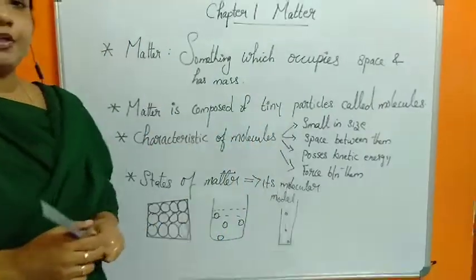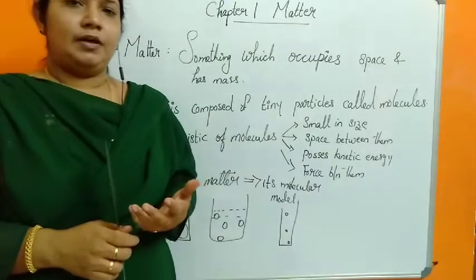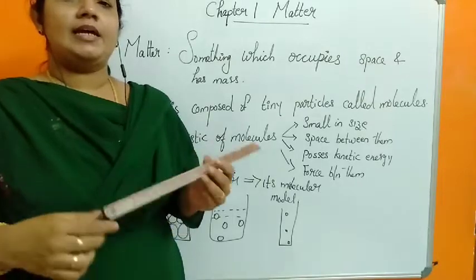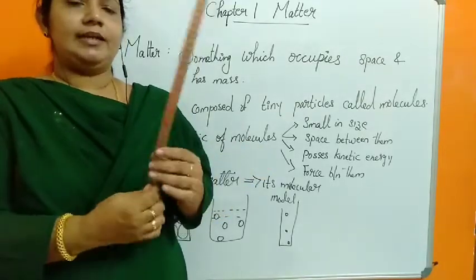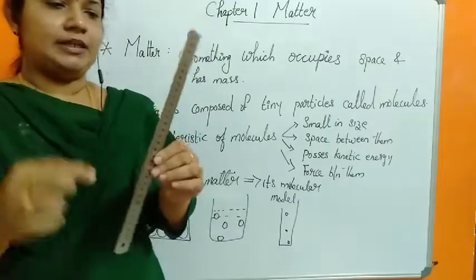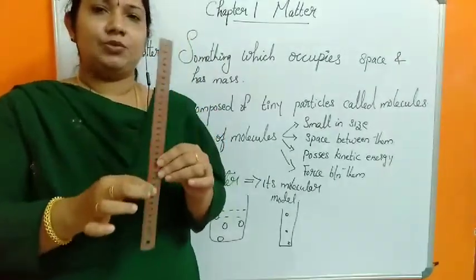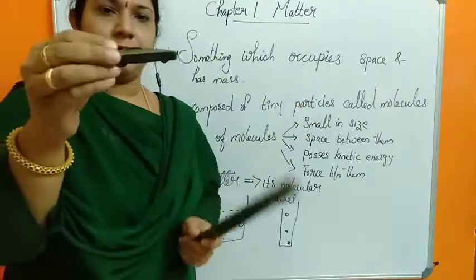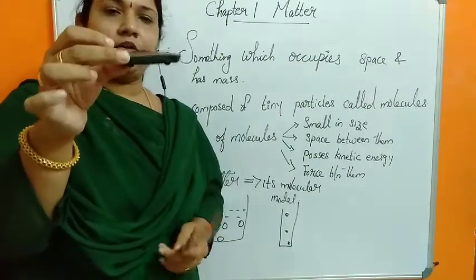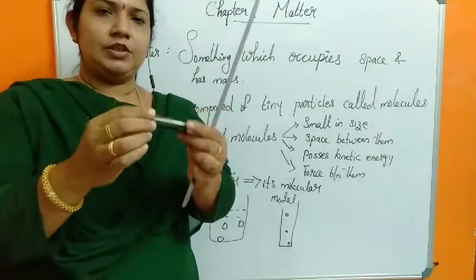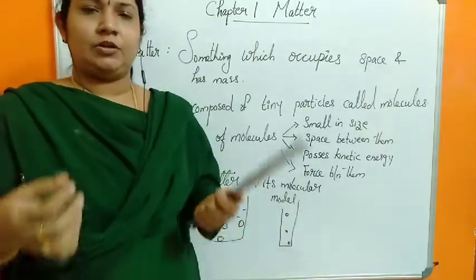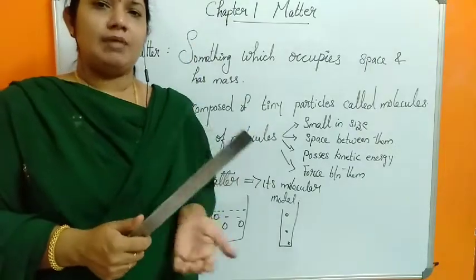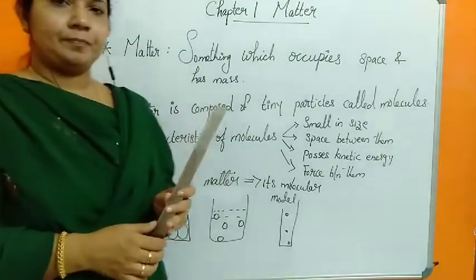So first we are going to study about matter. What is matter? Matter means anything that occupies space and has mass. So here you can see a scale in my hand. The scale occupies this much space in this universe, so we can say the scale is matter. You can see this toy car. This toy car occupies a small space in the universe. So any object, whether solid, liquid or gas, any object which occupies space and has mass is termed as matter.